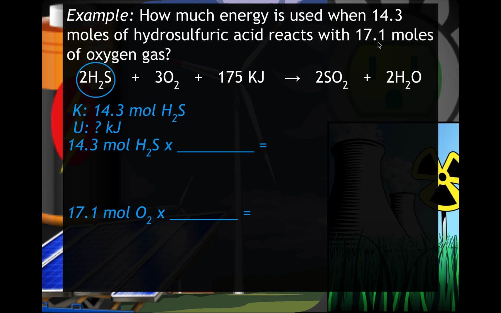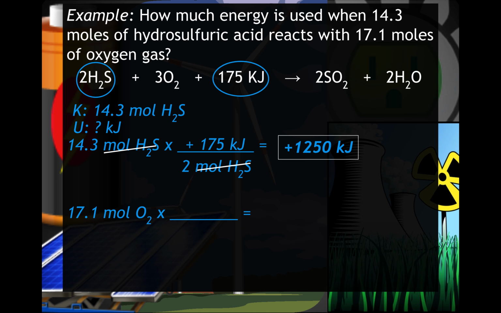I've got 2 moles of hydrosulfuric acid, and I'll need to add in 175 kilojoules. So for this reaction to occur, I've got to add in 1,250 kilojoules.